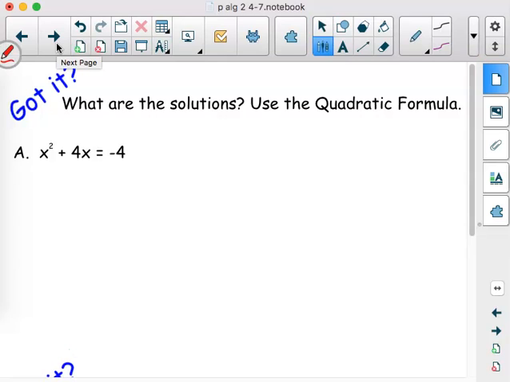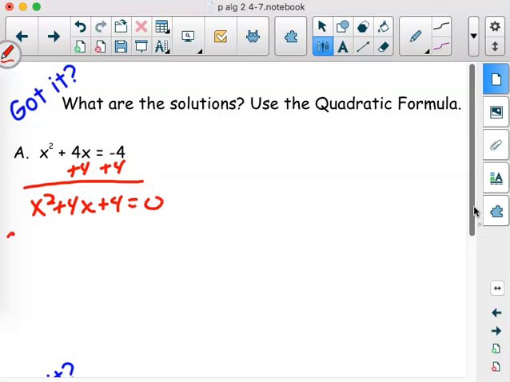What are the solutions? And that's probably in the glare, isn't it? Oh, rats. Well, hopefully you have your packet out there. So it says x squared plus 4x equals negative 4. We know we're not supposed to do that, so let's move the 4 over. And then let's identify A, B, and C. Somebody please unmute and give me A, B, and C. That's what it is. Thank you.